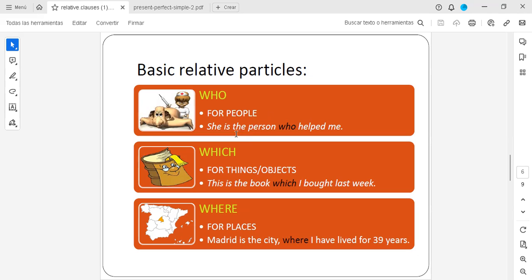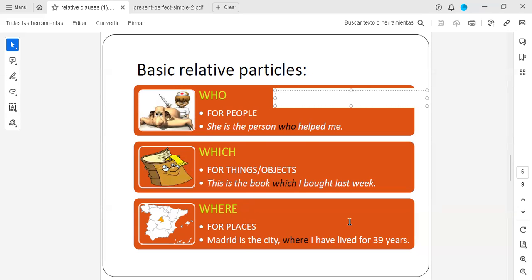We use who for people. She is the person who helped me. Ella es la persona quien, okay, me ayudó. So it's for who. Which for things or objects. This is the book which I bought last week. Where for places. Madrid is the city where I have lived for 39 years.